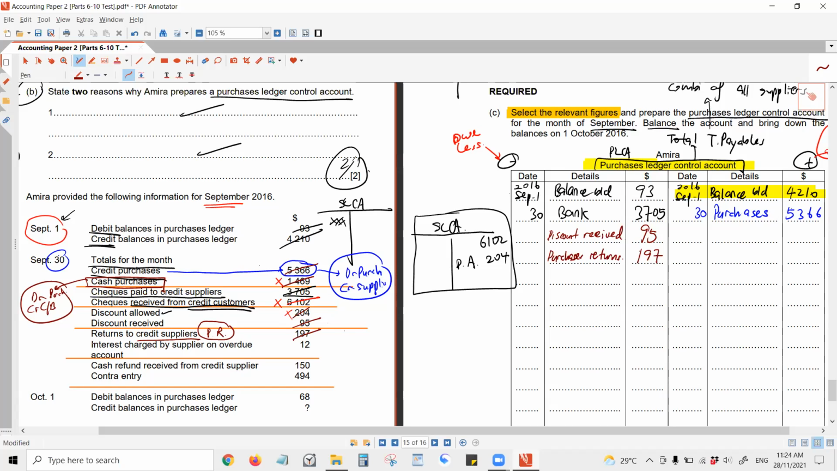Okay, last one. Interest charged by supplier on overdue account. We owe certain supplier money for a long time and we don't care about it. So supplier charge us interest. So it makes us owe more to the supplier. $12 is here. You may write interest charge. Okay, next. Cash refund from credit supplier.